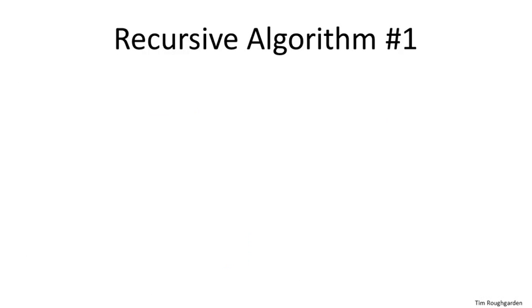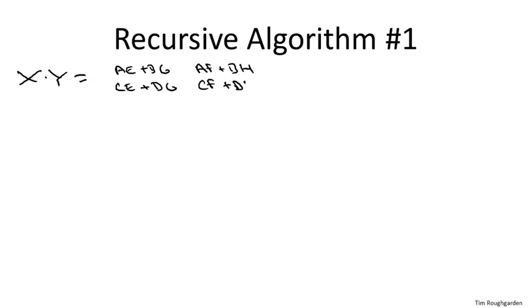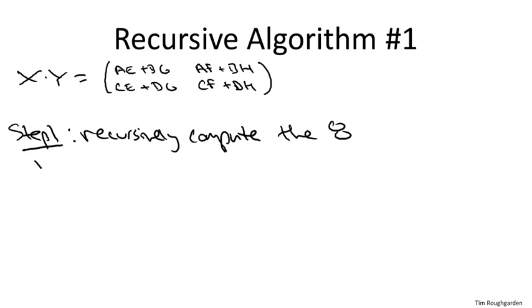To describe it, let me quickly rewrite that expression we just saw on the previous slide. Our first recursive algorithm is simply to evaluate all of these expressions in the obvious way. Specifically, in step 1, we recursively compute all of the necessary products, and observe that there are 8 products of n over 2 by n over 2 matrices. There are 4 entries in this expansion of x times y. Each of the blocks is the sum of 2 products, and none of the products reoccur. They're all distinct. So naively, we have to do 8 different products of n over 2 by n over 2 matrices.